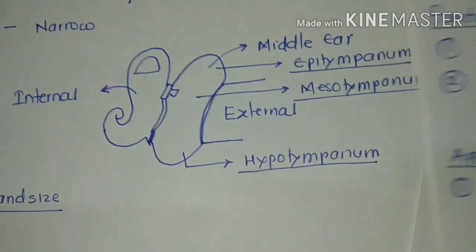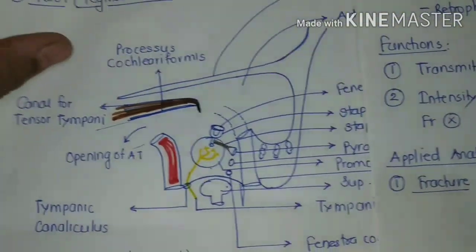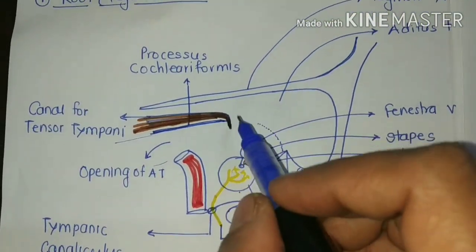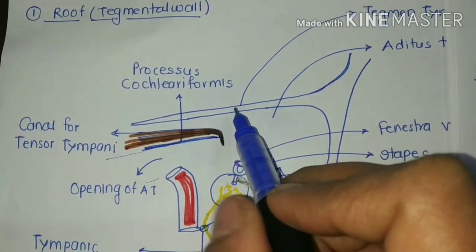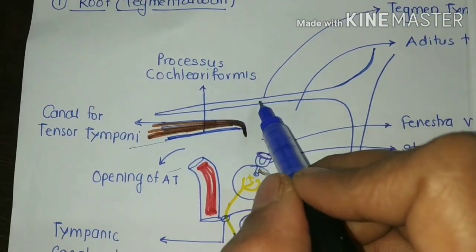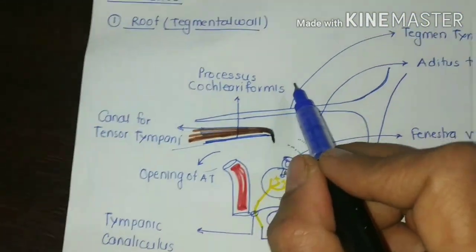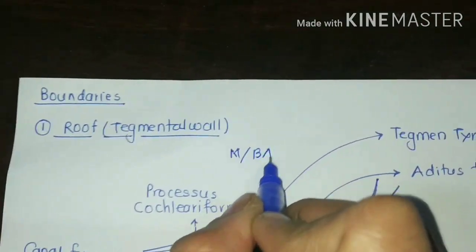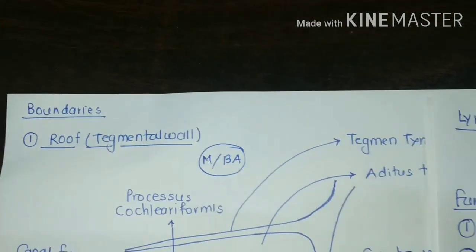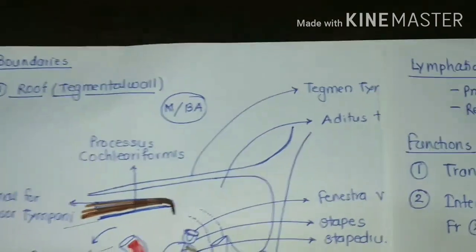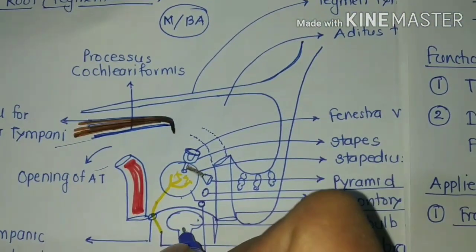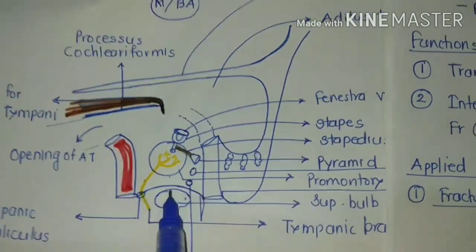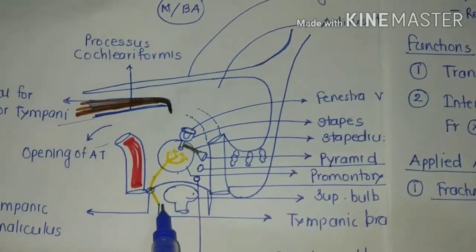Then for the other directions we will go to this diagram. If there is pus in the middle ear cavity, it may erode the roof and spread upward, causing meningitis and brain abscess. It may erode the floor and spread downward, causing thrombosis of the sigmoid sinus and internal jugular vein.